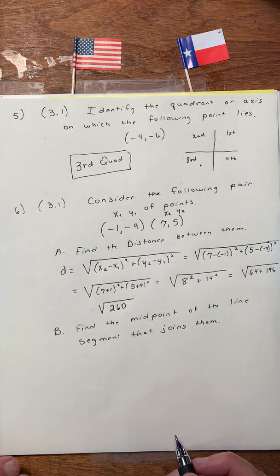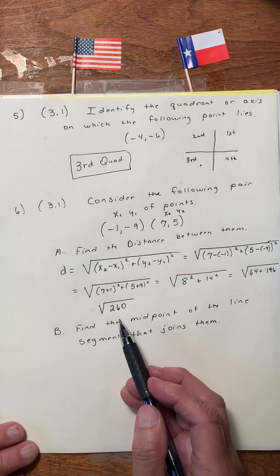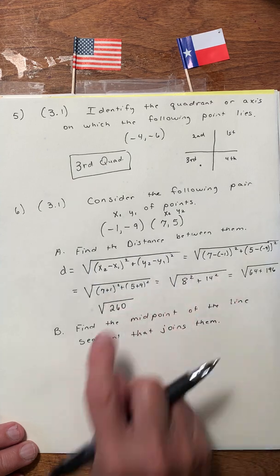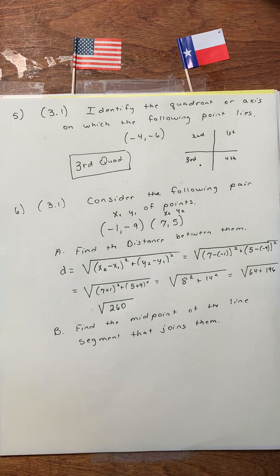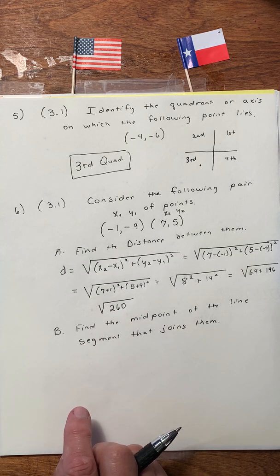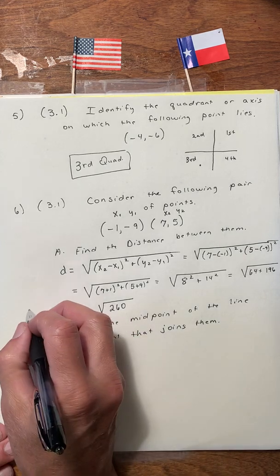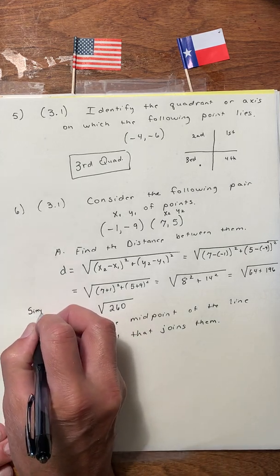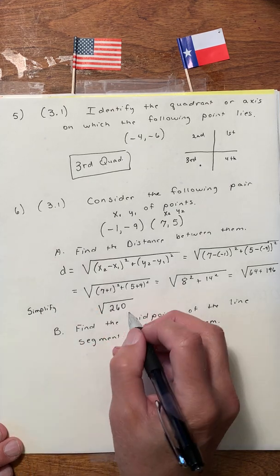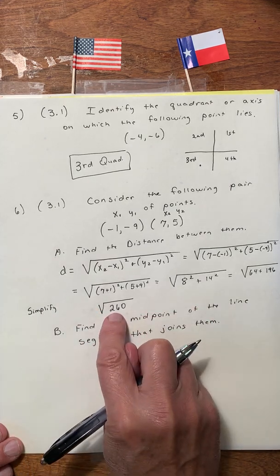square root of 260. Now here's where you might want to look at your instructions. If it says find the distance, that's it. Square root of 260. Because you can check it out. 260 does not have a perfect square. If it says simplify, you're going to have to see if this guy will simplify.